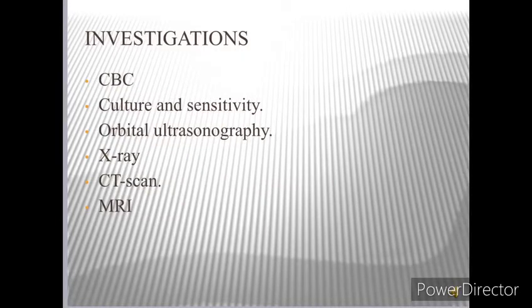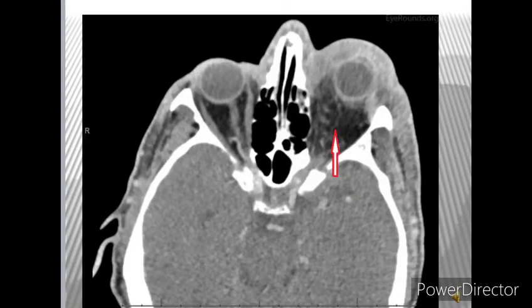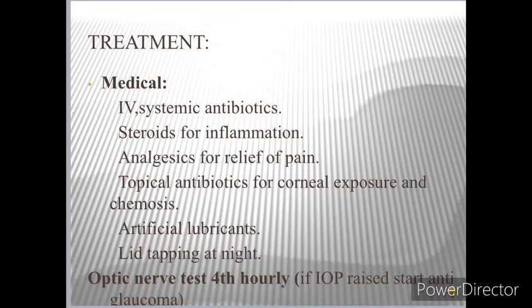And then comes investigations: CBC, first of all due to any bacterial infection, culture and sensitivity, orbital ultrasonography, X-ray, CT scan, MRI. Here is an MRI. As you can clearly see, there is proptosis. You can see there is inflammation behind the eyeball. And then treatment, medical and surgical.